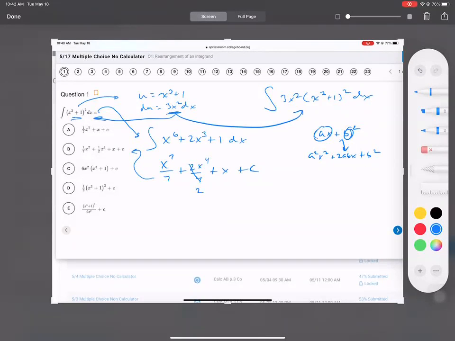Okay, so again, you might see a problem and think, what special trick do I have here? And this special trick is really just multiply it out.